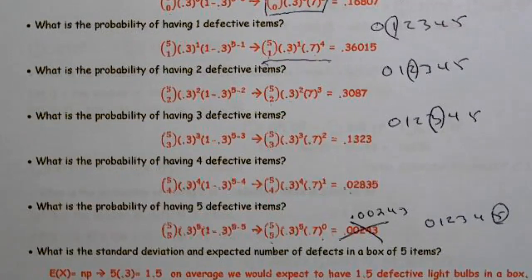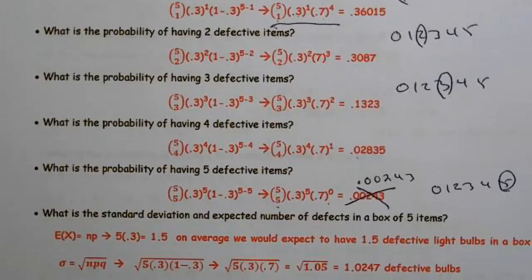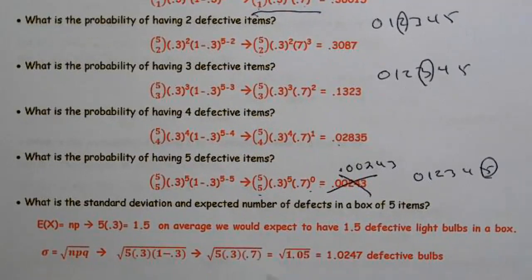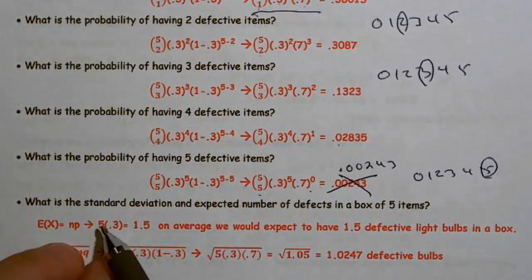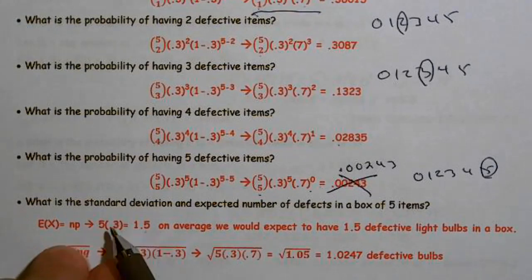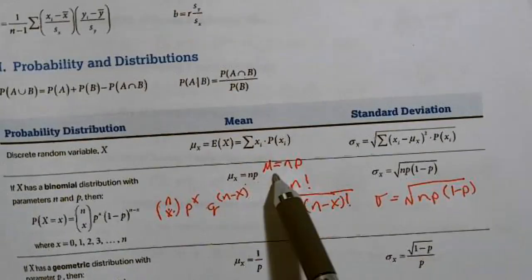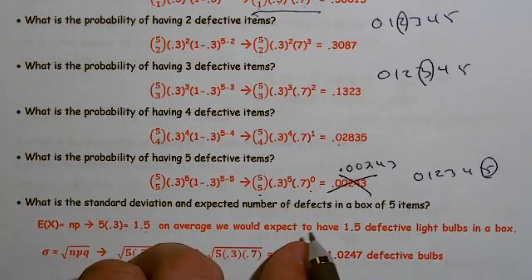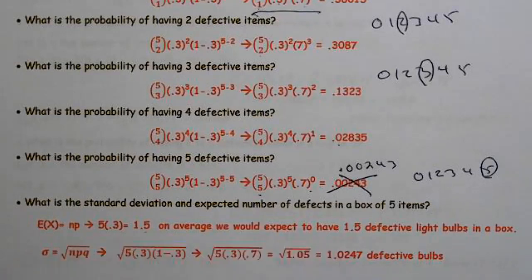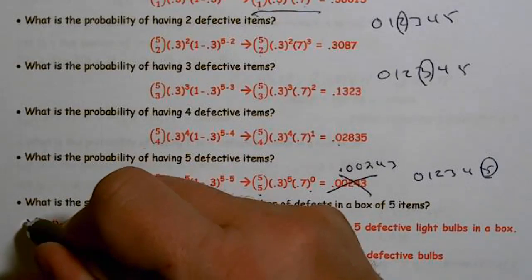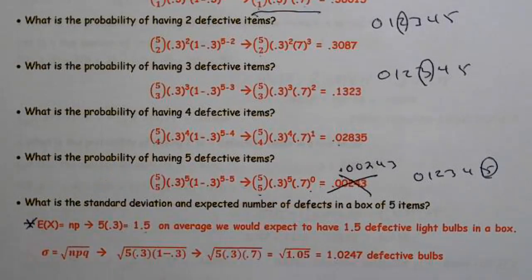All right. It asks, what's the standard deviation and expected number of defects in a box of 5 items? Well, expected value is NP. So 5 times 0.3 is 1.5. And that's straight off the formula chart, NP. So on average, or in the long run, we'd expect to have 1.5 defective light bulbs. Please make sure you're using sentences at this point. I know we didn't require them earlier on, now we are.